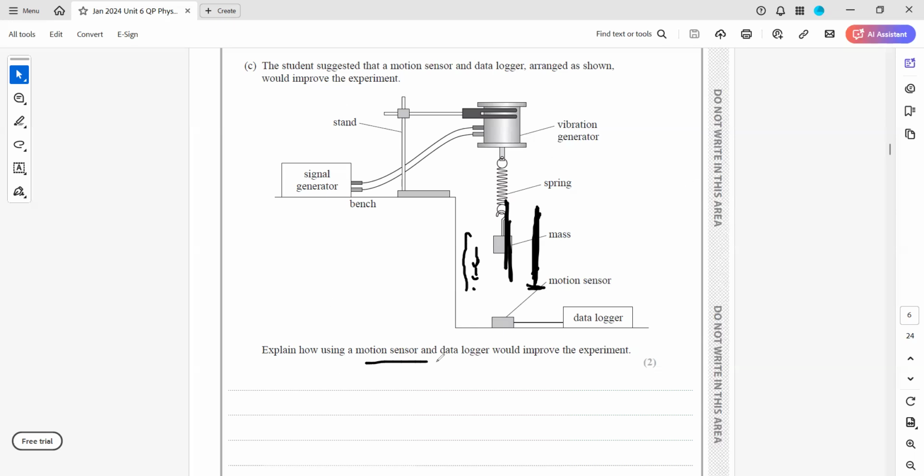So the answer here: whenever we use a data logger with any sensor, like a motion sensor, we'll have more results, or we can say a greater sample rate. Sample rate means more results can be collected, and as a result it will lower the uncertainty, because when we have more results, the uncertainty will be minimum.